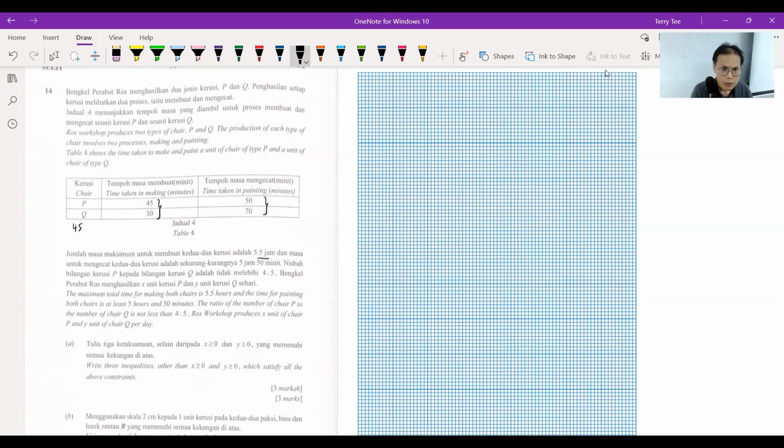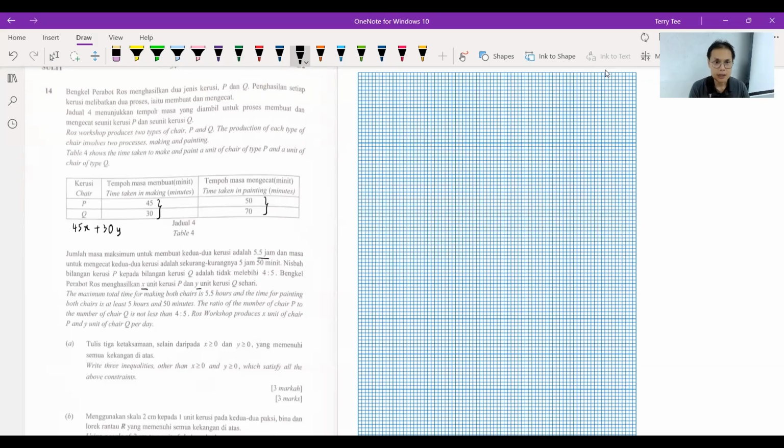Let's see the question mentioned. Where's the X kerusi? Did I mention X kerusi? Yeah. Bengkel perabot Ross menghasilkan X unit kerusi P, Y unit kerusi Q. So this is 45 times X. 1 kerusi needs 45 minutes, X kerusi need 45 times X. 1 kerusi Y or Q needs 30 minutes, Y kerusi, I take 30 times Y.